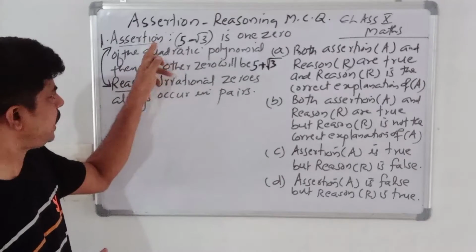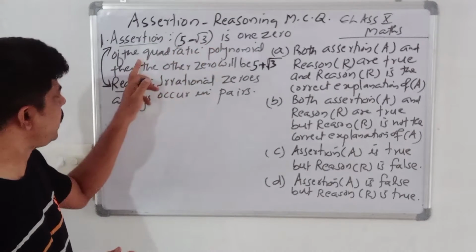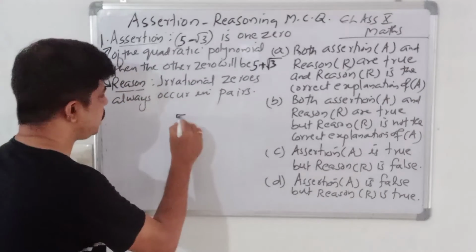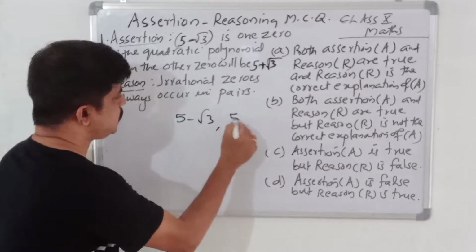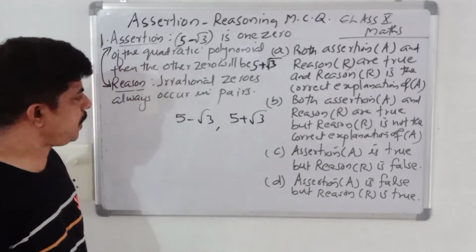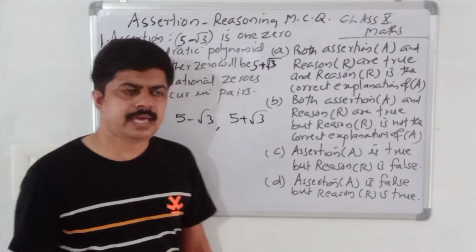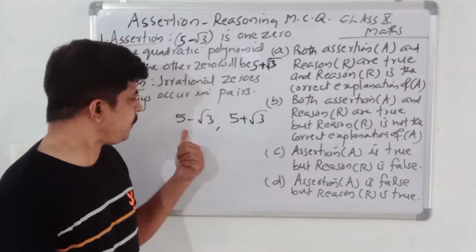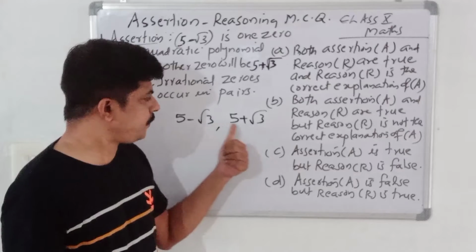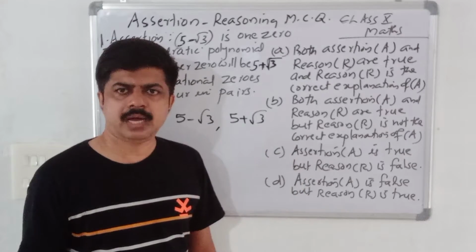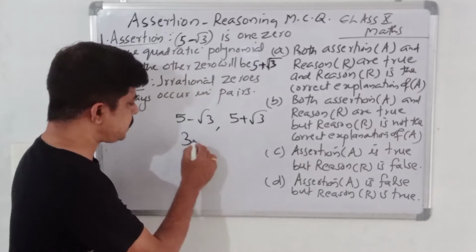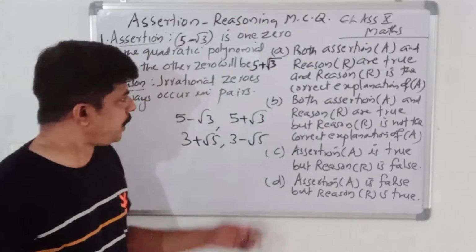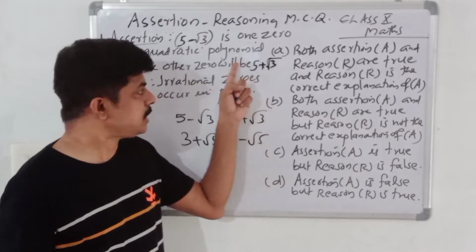We have the first statement, assertion: 5 minus root 3 is one zero of the quadratic polynomial, then the other zero will be 5 plus root 3. If one zero is 5 minus root 3, then the other zero of that polynomial will be 5 plus root 3. Absolutely correct. As irrational zeros always occur in pairs, we know that if 5 minus root 3 is one zero, definitely 5 plus root 3 will be the other zero. If 3 plus root 5 is one zero, the other zero will be 3 minus root 5. Therefore, the assertion, the first statement, is true.